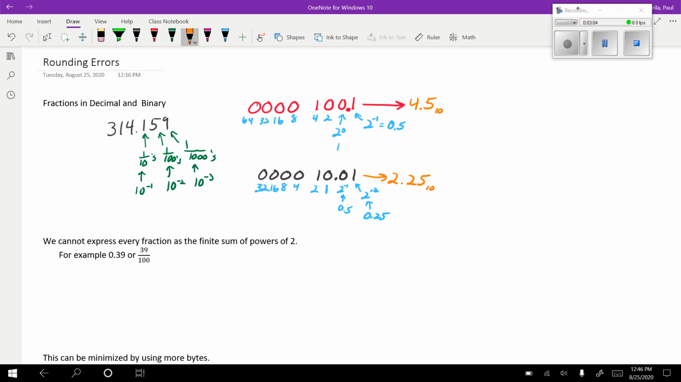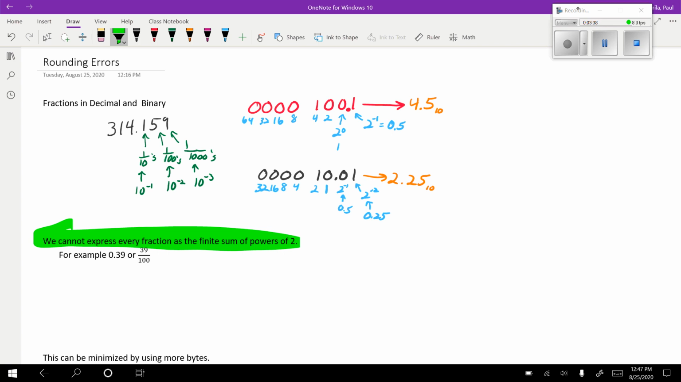The key idea of rounding errors is that what I have right here, we cannot express every fraction as the finite sum of powers of 2. The calculus teacher in me said I had to include the word finite in there. If we go far enough in powers of 2, eventually we could write any fraction. But a computer can't devote that many bits, an infinite number of bits.